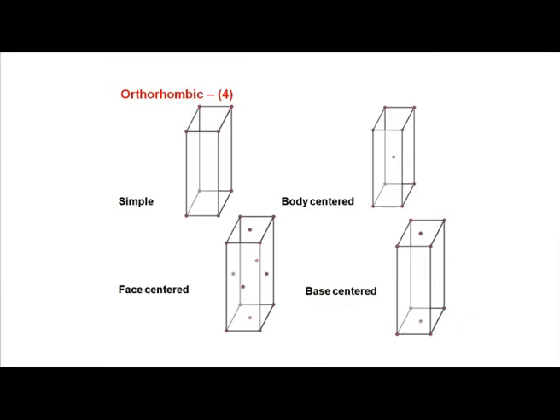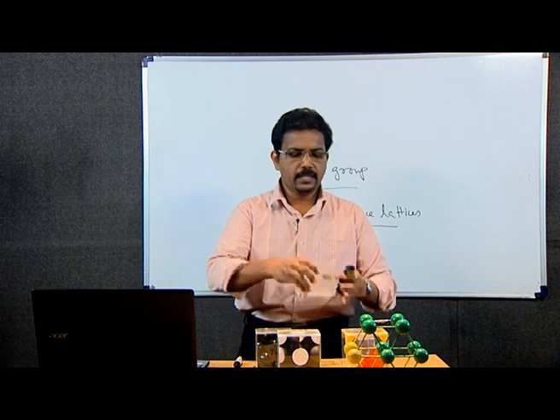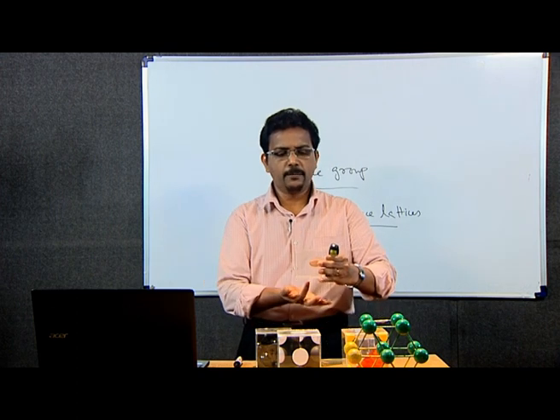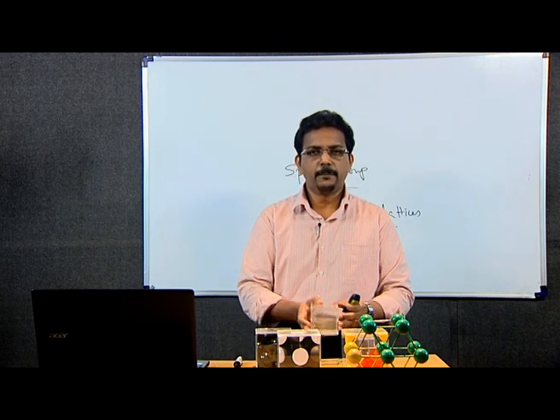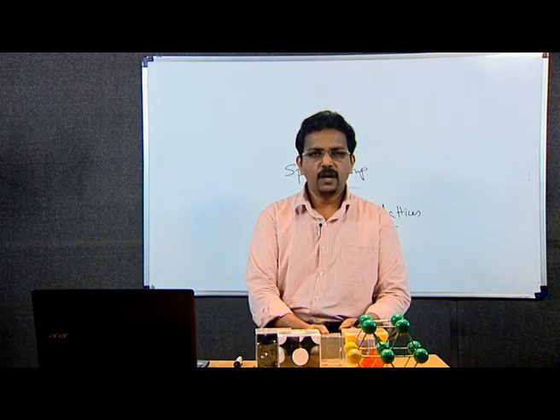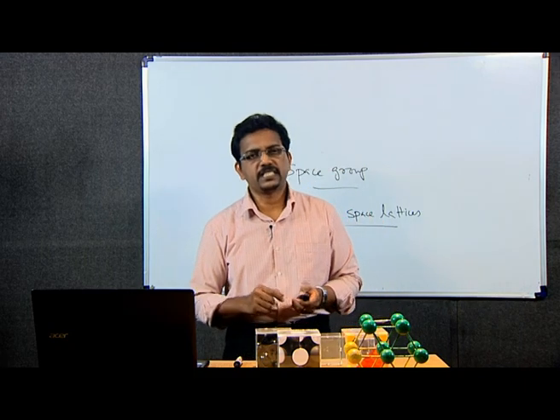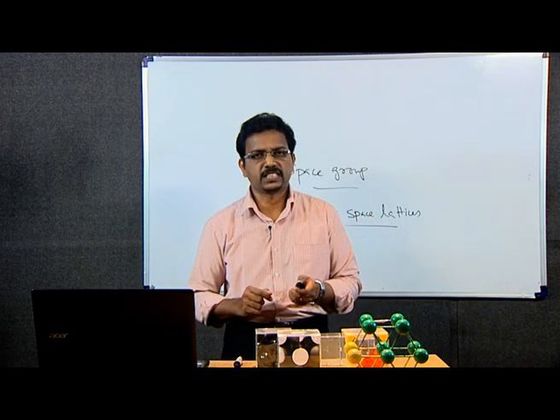First one is simple orthorhombic, then body centered, where there may be an atom or molecule in the body center of course. Then face centered, where all the faces have 1 atom or molecule, and base centered. Base centered means in this particular structure, top and bottom have 1 atom or molecule. So, these are the 4 Bravais lattices in the case of orthorhombic structures.